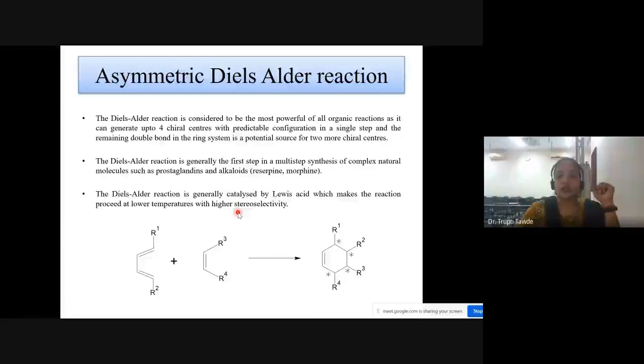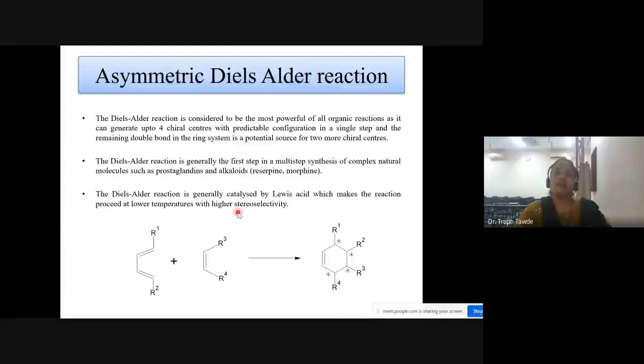Now, as I said, we are not supposed to do only Diels-Alder. We are supposed to get some asymmetric part in that. If I count here, there are four chiral centers. So if I count the stereoisomers, 2 raised to 4, that means around 16 stereoisomers can be prepared with the help of this Diels-Alder reaction.